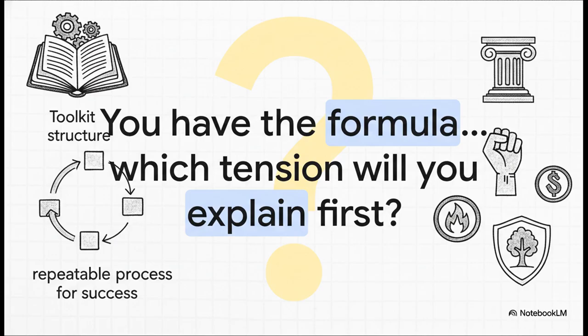So there you have it. This whole 24-mark essay thing, it's not a mystery, it's not about being a genius writer, it's a formula. You have the toolkit, you have the structure, you have the game plan. It's a repeatable process for success. So the only real question left is, which ideological tension are you going to go and explain first?